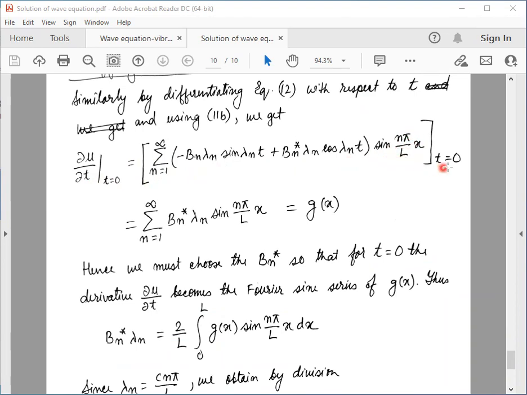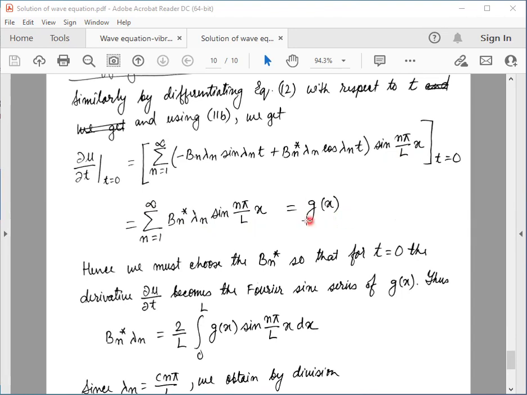Then you put t equal to 0. At t equal to 0, this will be sine 0. Sine 0 means this term will vanish. This term will not be there. And cos 0 is 1. So what remains is Bn star lambda n, and sine n pi by L x. So summation n equal to 1 to infinity Bn star lambda n sine n pi by L x would be equal to the initial velocity g(x).